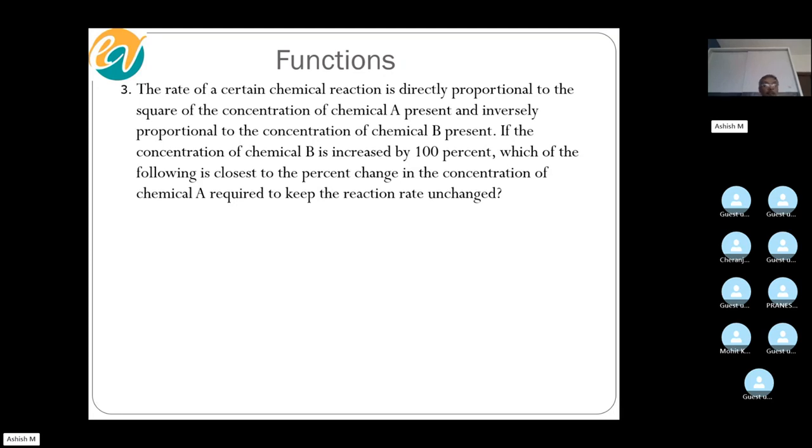Okay, let's first formulate the equation. The rate of a certain chemical reaction is directly proportional to the square of the concentration of chemical A and inversely proportional to the concentration of chemical B. So can someone tell me what would be the equation?